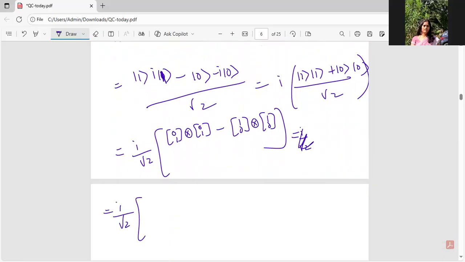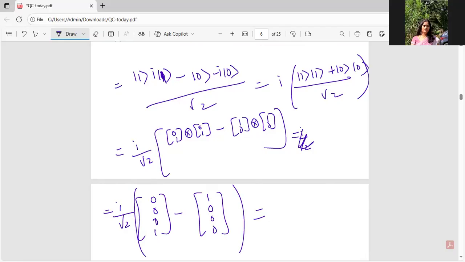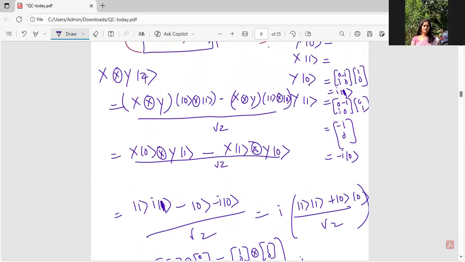0 into anything is 0 only, guys. 1 into 0 is 0, 1 into 1 is 1. The last element: 1 into anything is the anything only. So finally, what would be my answer? Very simple: 1 minus 0, 0 minus 0, 0 minus 0, 0 minus 1. So what I'll get would be i by root 2 times the vector minus 1, 0, 0, 1 as my output. This is how I will evaluate and get the answer when the tensor product is between operators and states.